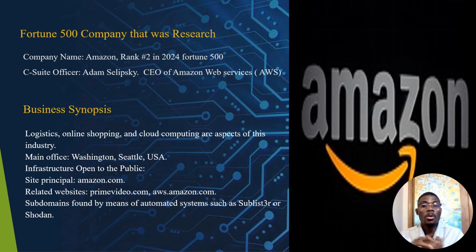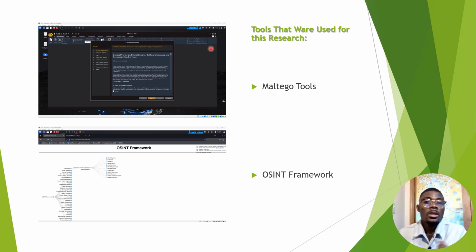The infrastructure is open to the public. Amazon.com is the principal site, and they have other related sites, PrimeVideo.com and AWS.com, and many more. So there are two major tools that we use, the Maltego tool and the OSINT framework. As you can see in the slide, this is Maltego being installed on my Kali box, and this is OSINT being run on my Firefox.